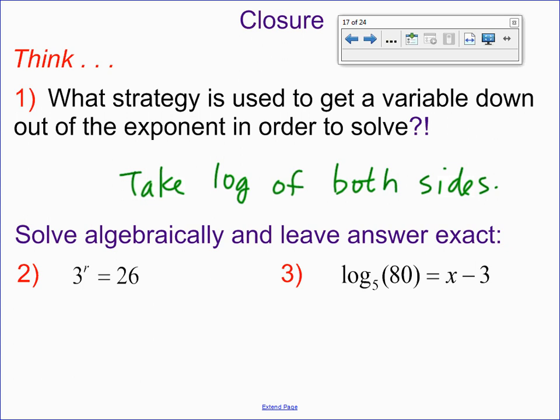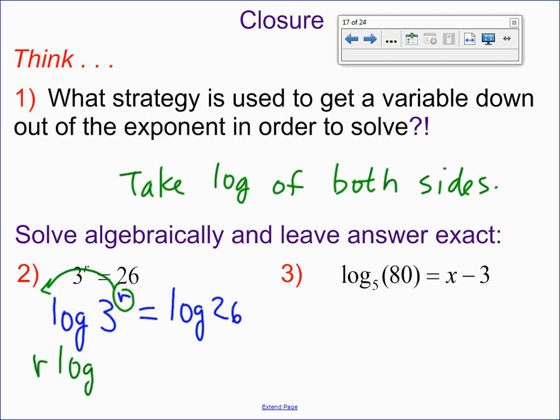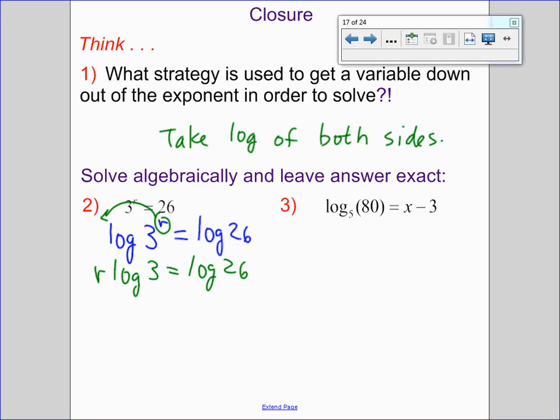I did the log. Awesome. Since we just did ln on the previous slide, I'm going to do log if that's okay with you, Cody. I'm going to do log of 3 to the r equals log of 26. Perfect, now I can bring that r down in front. R times log of 3 equals log of 26. And we can finish out through division. R must equal exactly log of 26 over log of 3. Nice job.